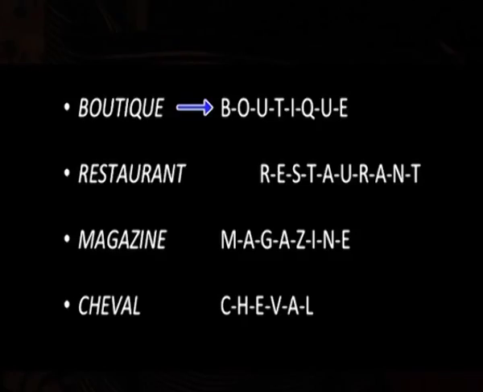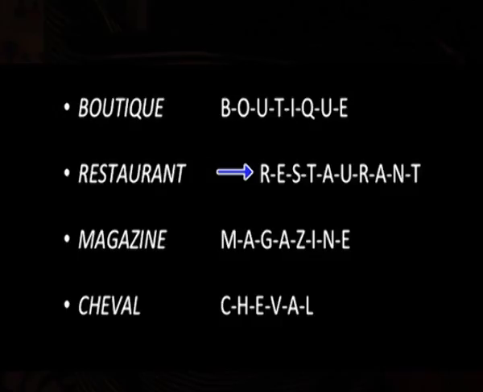Let's revise this section by spelling out the following words. These words are random French words that cover most of the letters from the alphabet. B, O, U, T, I, Q, U, E. Boutique. Boutique means shop.